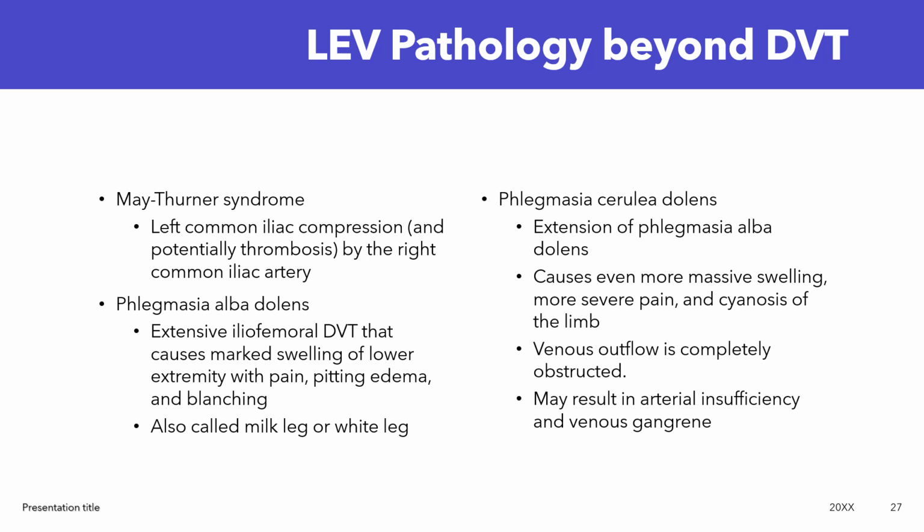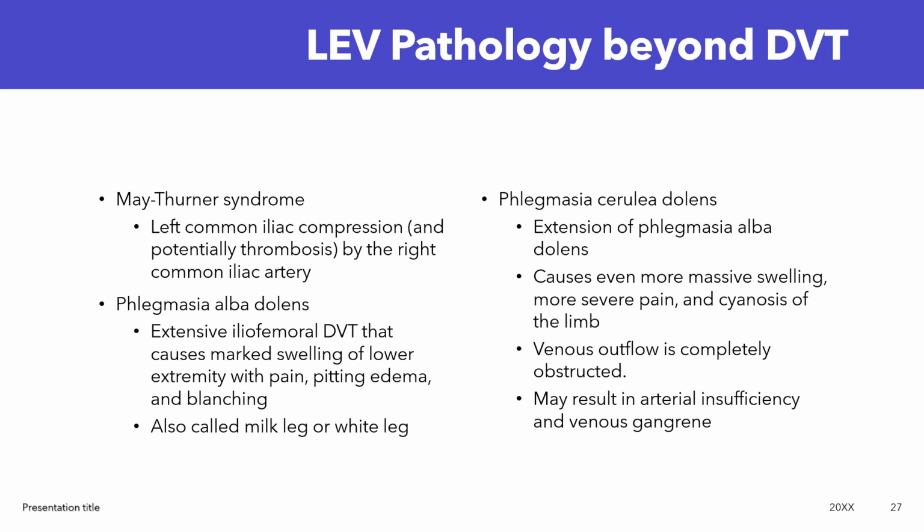Phlegmasia alba dolens. This is extensive iliofemoral DVT, causing marked swelling in the lower extremity with pain, pitting edema, and blanching. It's also called milk leg or white leg because the blood flow is so limited that you're not getting good perfusion to get good skin color in that area.